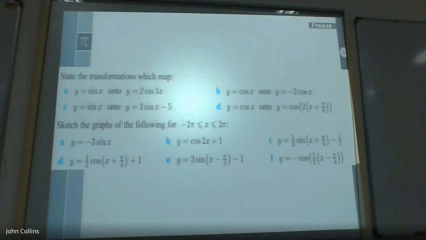Now let's have a look at how we sketch these. I'll do one. Which one would you like me to do? D, okay. Y is equal to 1/3 cosine x plus 5/4 plus 1. These will take a while.